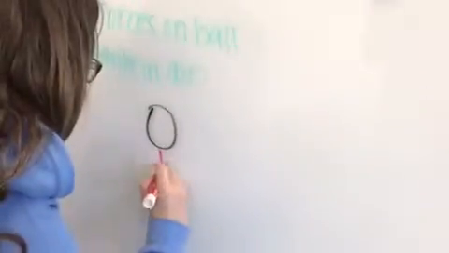The second free body diagram is of the forces on the ball when it is in the air. The only force is the weight.